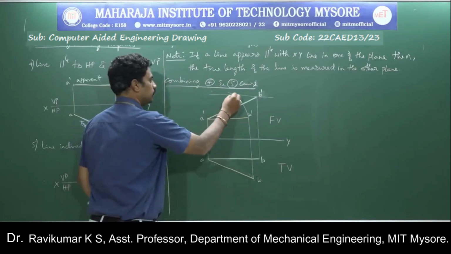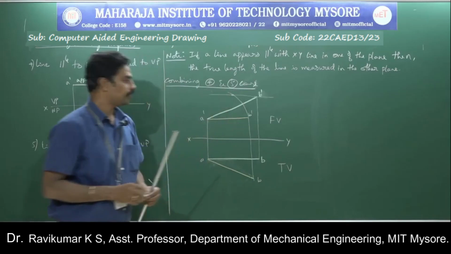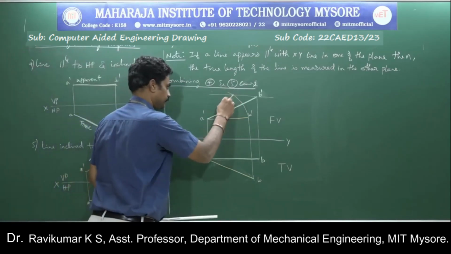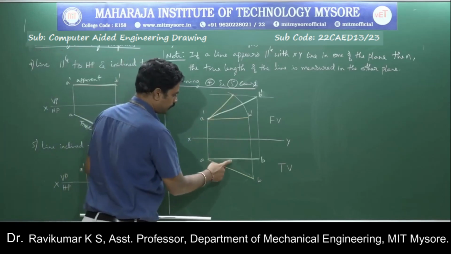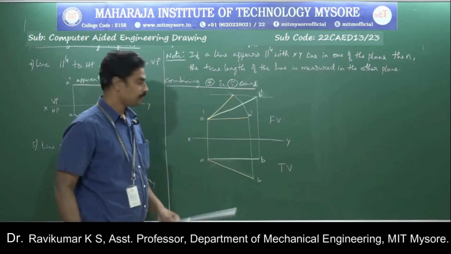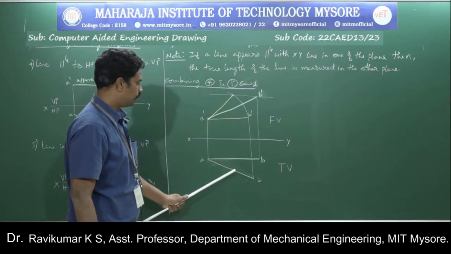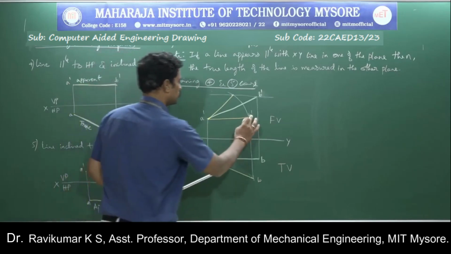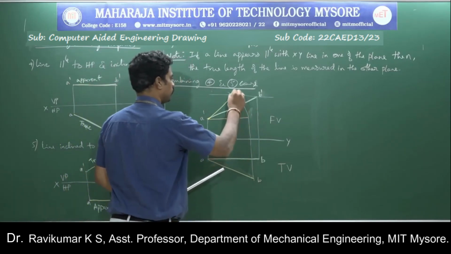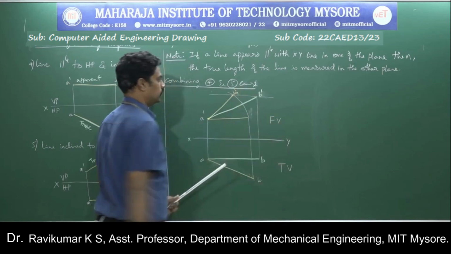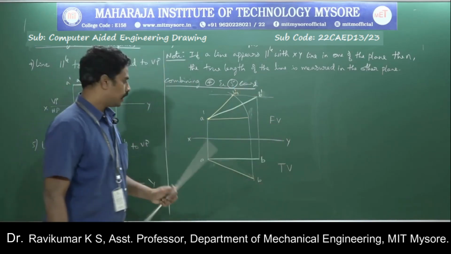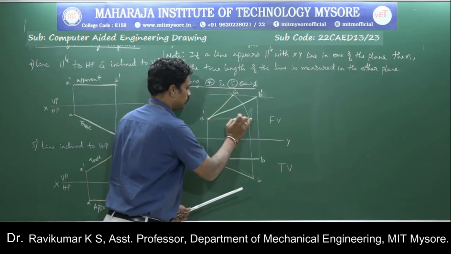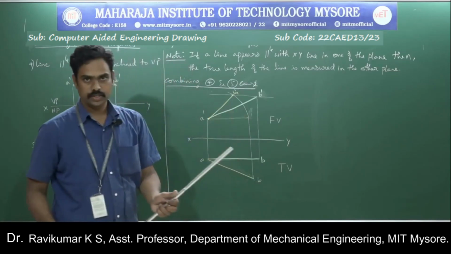Okay. So you'll get this particular point. That will be the apparent length of this particular line, whereas this is the true length. Fine. So now I will rub off this one. I will write here B1 dash. Similarly, I will come to this one. Again, I can erase this. Not erase, I will just reduce the thickness.